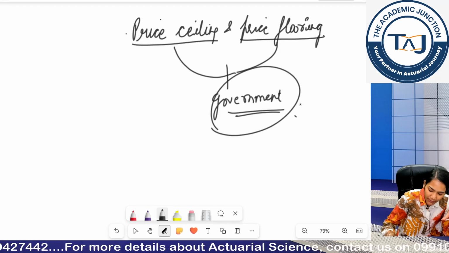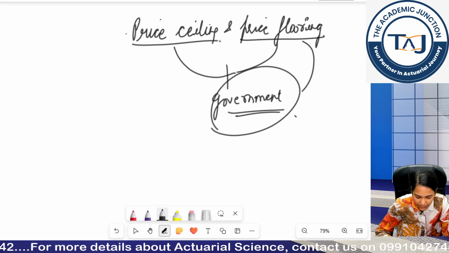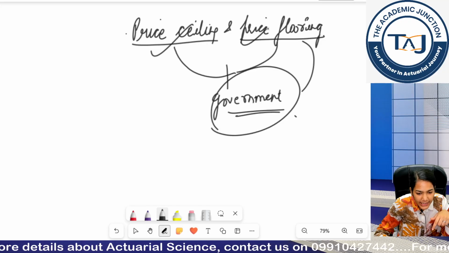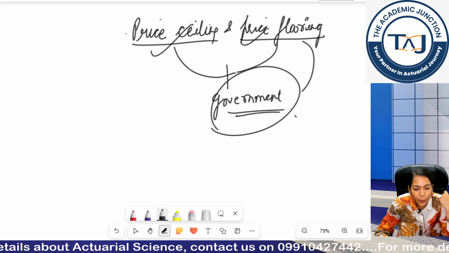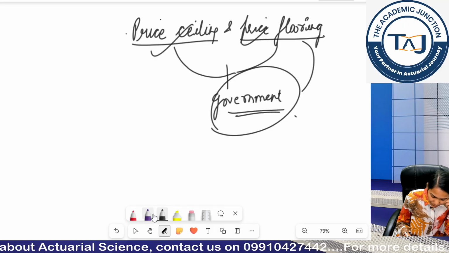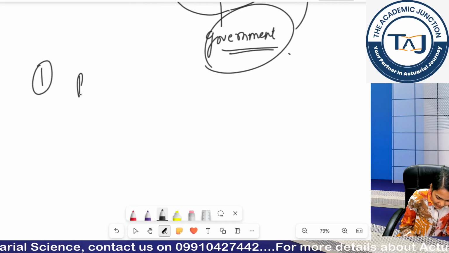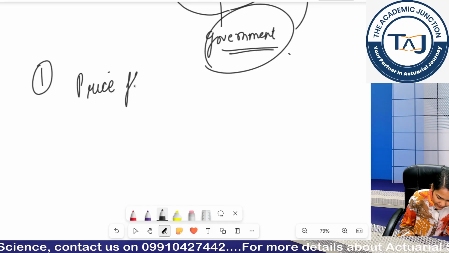So the government interferes in price determination in these two ways: by price ceiling and by price flooring. So first let's move forward to price ceiling. Let's say price flooring first.